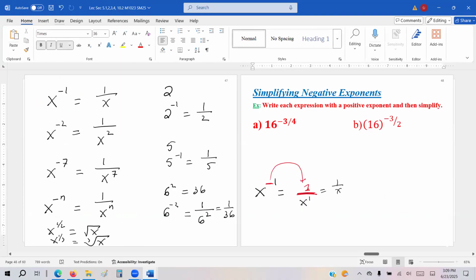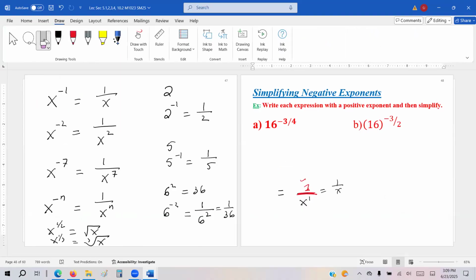Okay, now based on these rules, we have 64 to the negative 3/4. So two choices. First, turn this into a fraction and then solve, or first solve and then turn into a fraction. Either way. But the answer has to be a fraction because the power is negative. Okay? So I'll show you both.